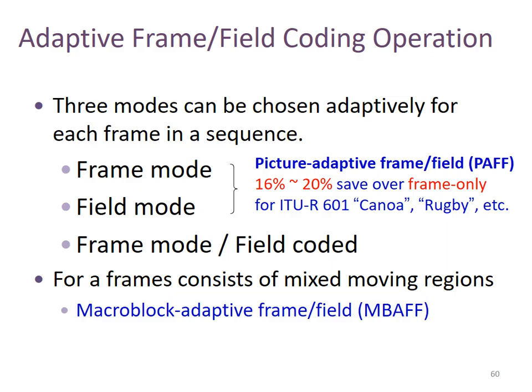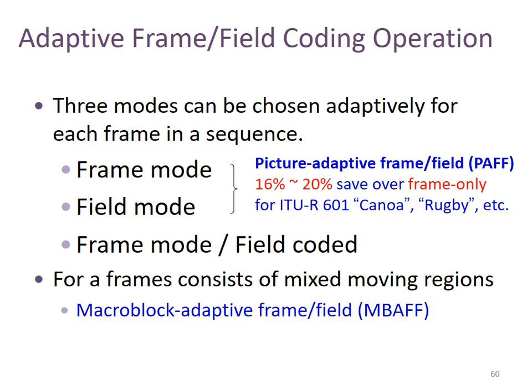Next, let's see the term adaptive frame field coding operation. We have three different modes we can choose from, and we adaptively choose a mode for each frame in the sequence. We can choose frame mode, where we process the video compression by whole frames. We can also apply video compression in field mode, where the compression is within the upper field or bottom field. Or we can mix these two modes together, so we have frame mode and field coding.